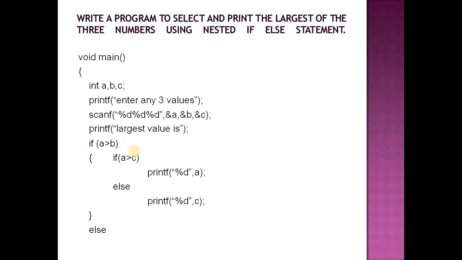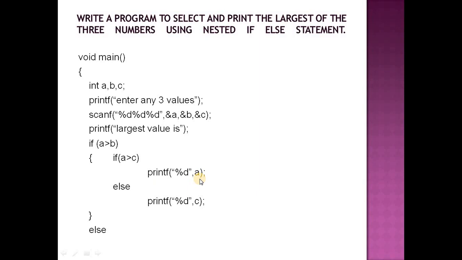If A is greater than B, if it is yes, which means A is greater, then we will check if A is greater than C. So if A is greater than B is true, means A is greater, then we will check if A is greater than C. If it is true, which means A is greater, so we'll print A is largest.